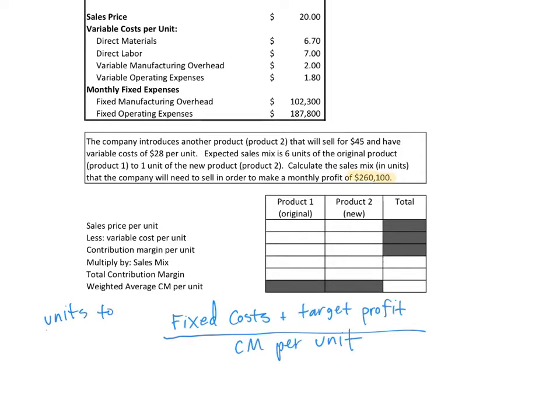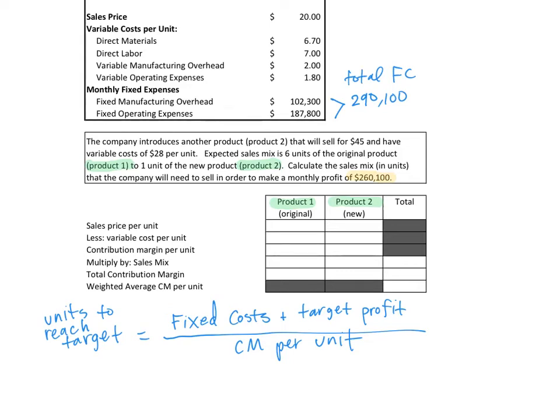And as a reminder, total fixed costs equal $290,100. So what's different about this question? Well, in our prior question about target profit, things were simple because we only sold one product. But now in this question, you can see instead of one product, our company is now selling two products, and each product has a different sales price, different variable costs, and a different contribution margin.